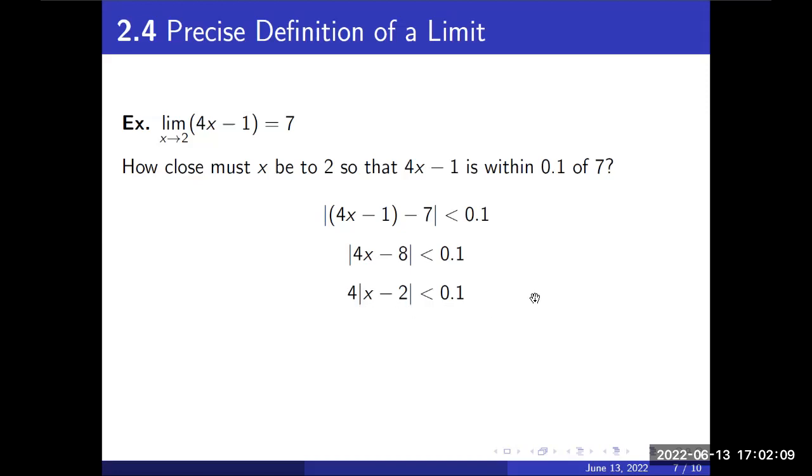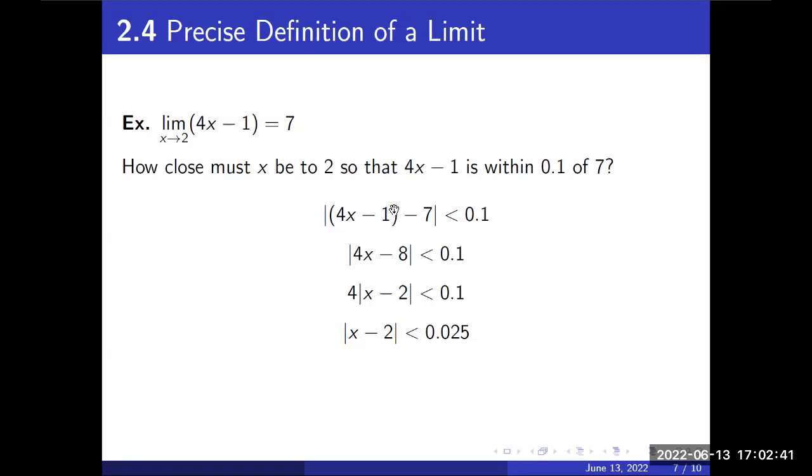And then we can divide by 4. And what do you know? The absolute value of x minus 2 is less than 0.025. And so we know, how close must x be to 2? The distance between x and 2 must be less than 0.025. We can stop right here. We're not going to isolate x. We're going to leave it just like this.